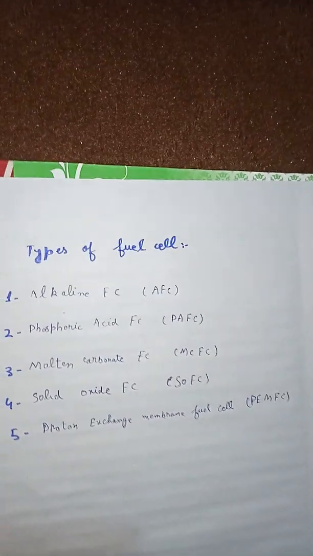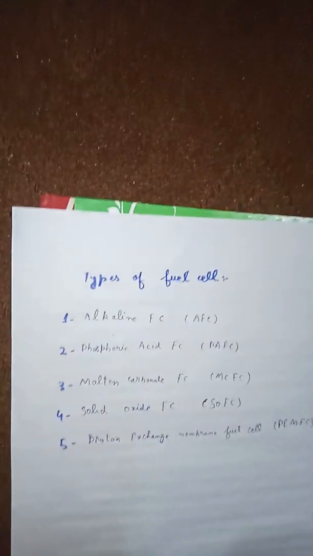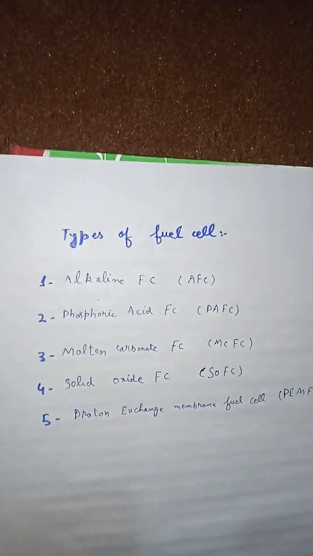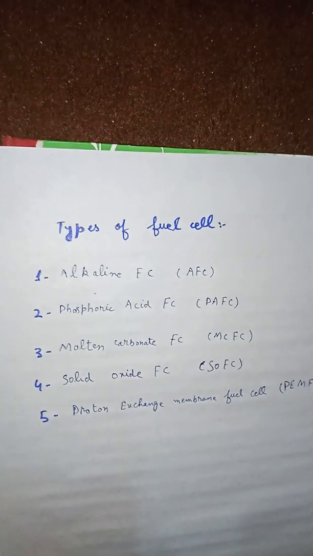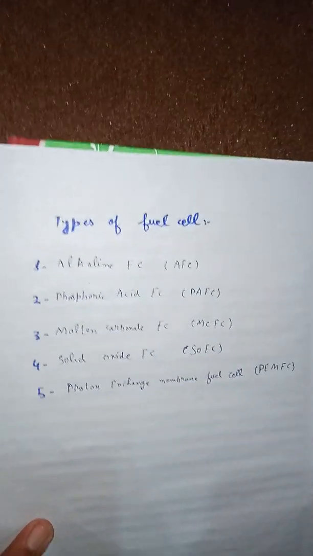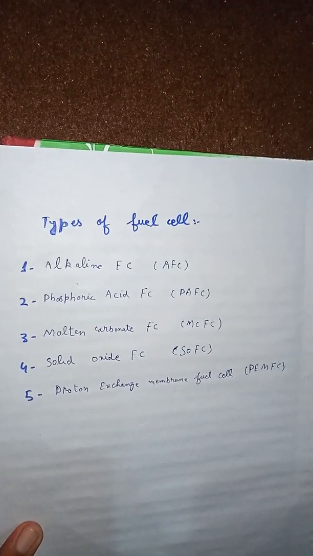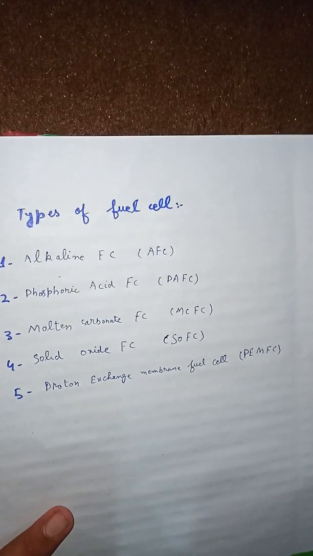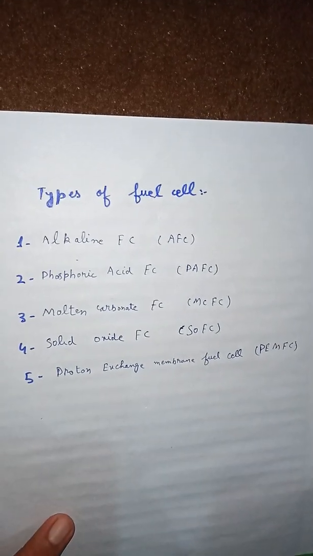Fourth one is the solid oxide fuel cell. This is one of the most commercially used fuel cells as they have the highest operating life. It has a very high operating temperature of 1000 degrees Celsius, but other parts of the fuel cell may not be able to withstand this temperature, making it highly unstable.